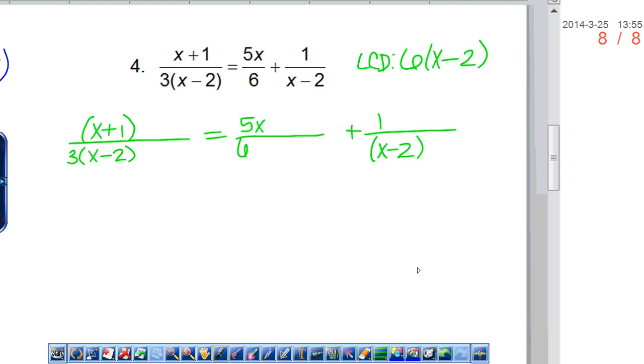All right, what do we need to multiply the first fraction on top and bottom by? 2. So I'm going to multiply the top and the bottom by 2. Why by 2? Because you already have 3 times x minus 2. So if I multiply by 2, that gives me the 6 times x minus 2. All right, so I have 5x over 6. So I need to multiply top and bottom by x minus 2.